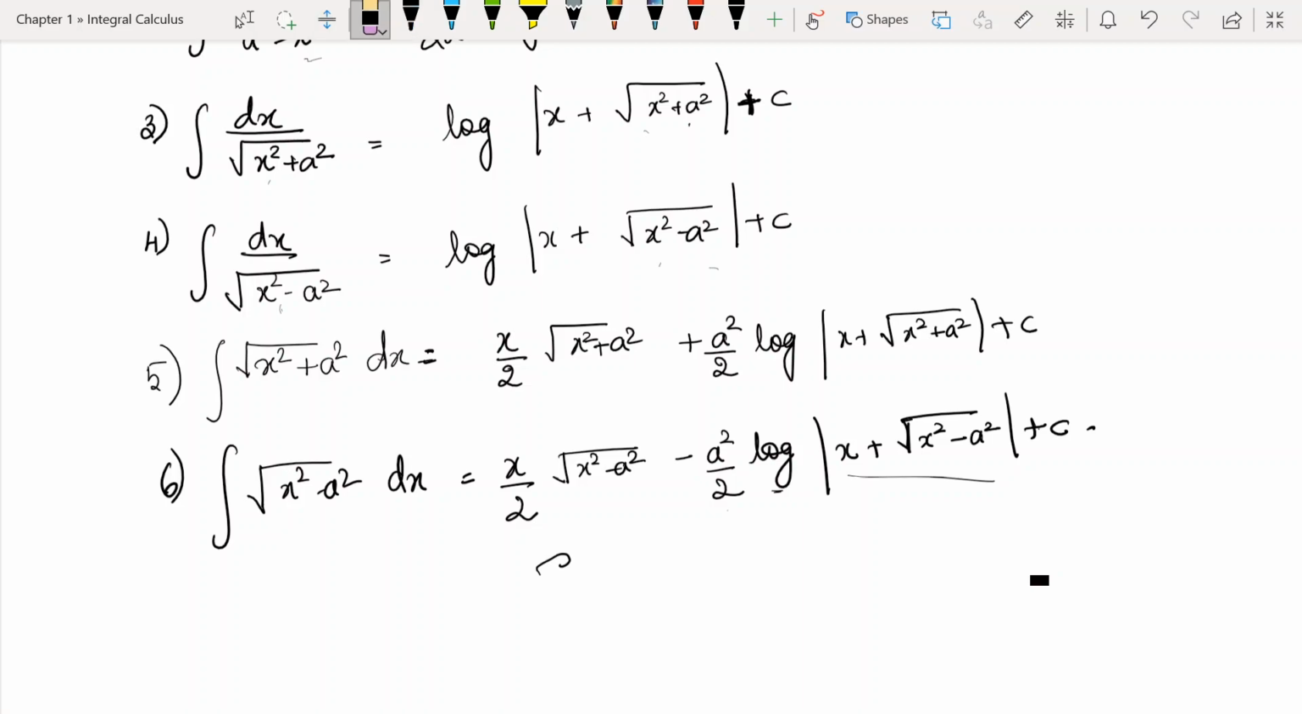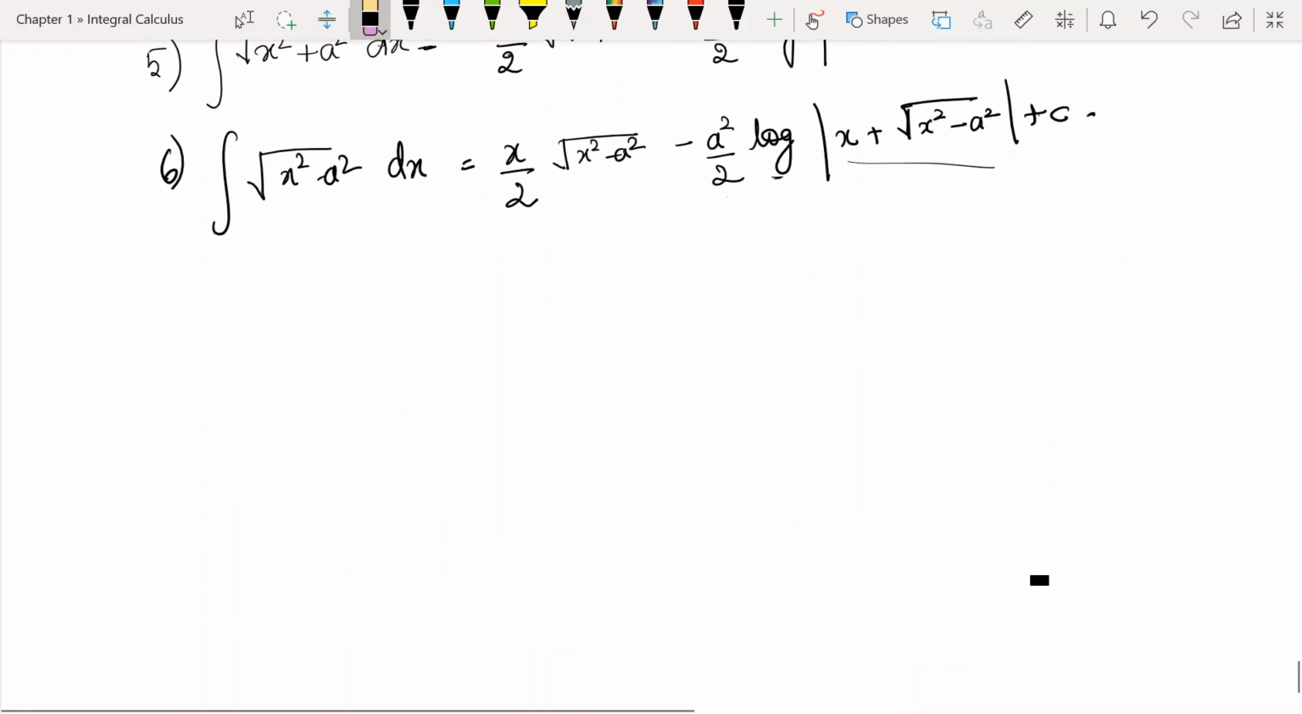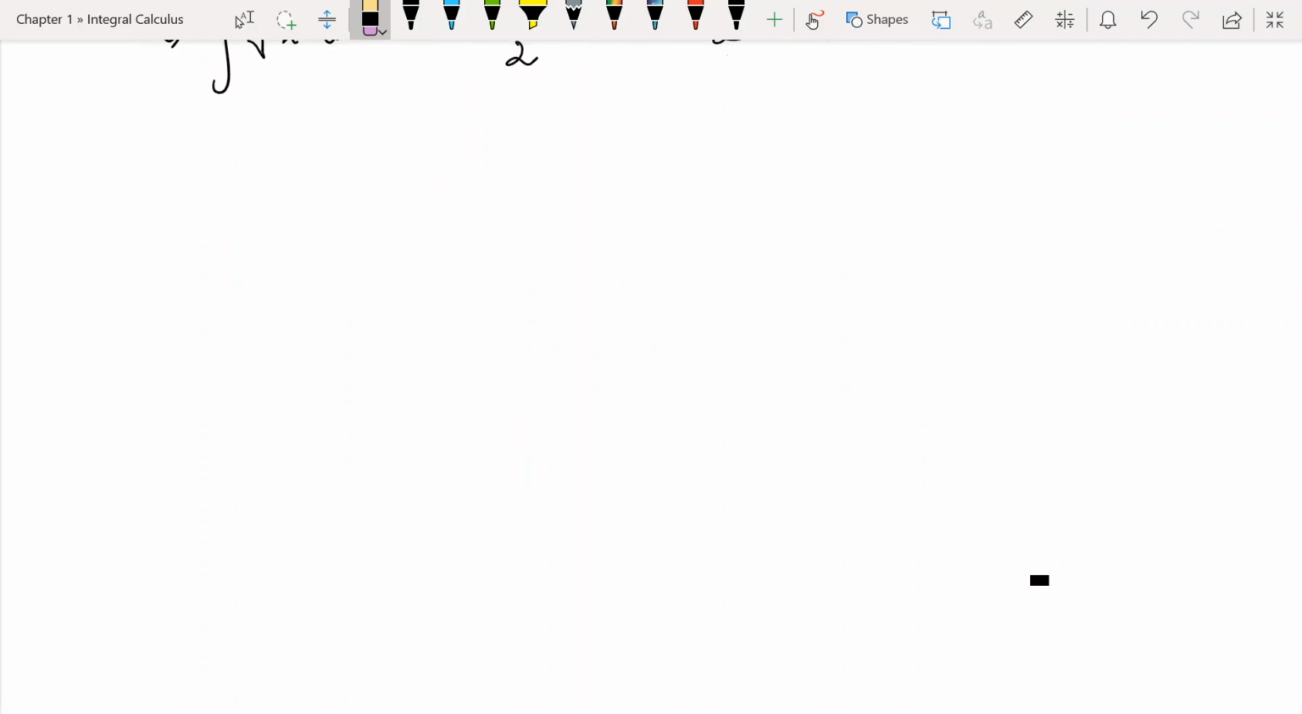Now that we have learned these formulas, let us see how to apply them. Look at question number 12.